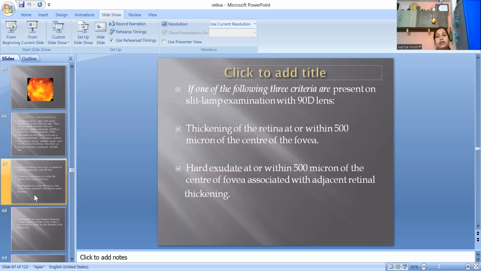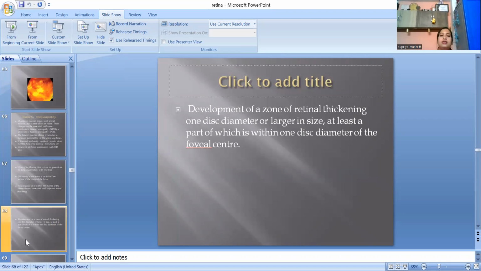So again, I will repeat the three criteria, any one of all the three. If any one is present, the patient has clinically significant macular edema. First is thickening of the retina at or within 500 micron of the center of the fovea, second is hard exudate at or within 500 micron of the center of the fovea associated with adjacent retinal thickening, and third is development of a zone of retinal thickening 1 disc diameter or larger in size, at least a part of which is within 1 disc diameter of the foveal center.